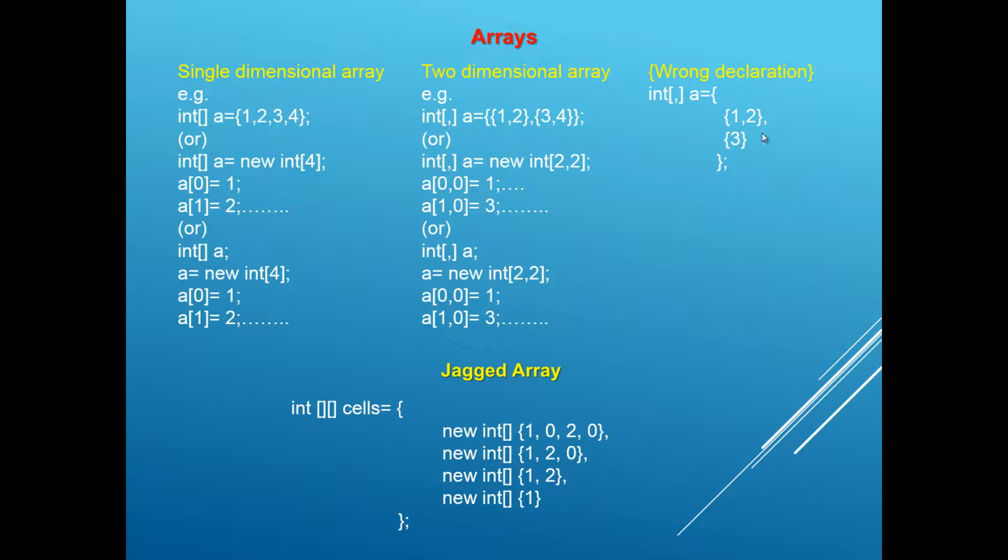But here the declaration is wrong in case of two-dimensional array, because if you declare like this, then it is wrong, or it will generate the error. While using jagged array, square brackets appear separately 2 times. Okay, let us take an example.